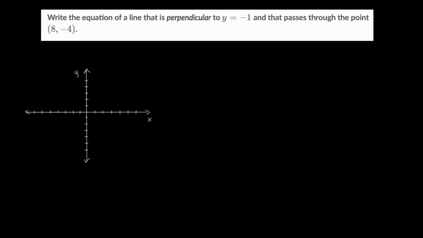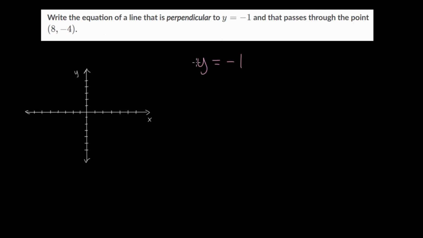So let's look at a couple more example problems where we need to write the equation of a line that is perpendicular or parallel to a line that we're given. And that line is also going to pass through some specific point. So with this problem, we need to write the equation of a line that is perpendicular to y is equal to -1, and it passes through the point 8 comma -4.